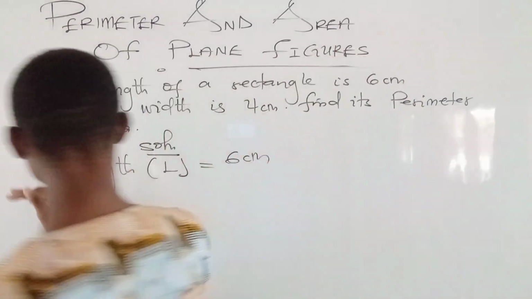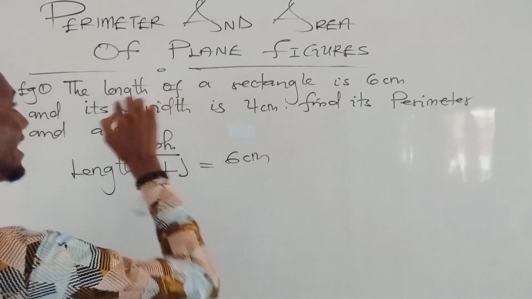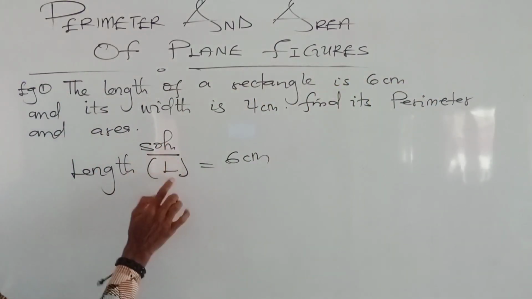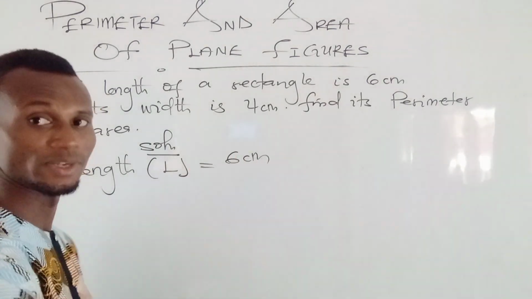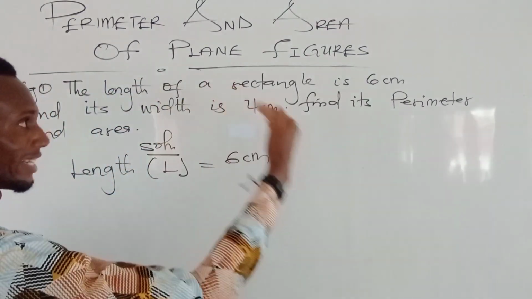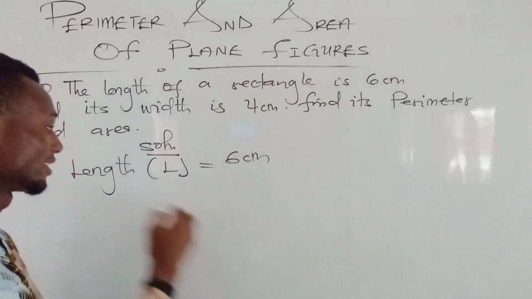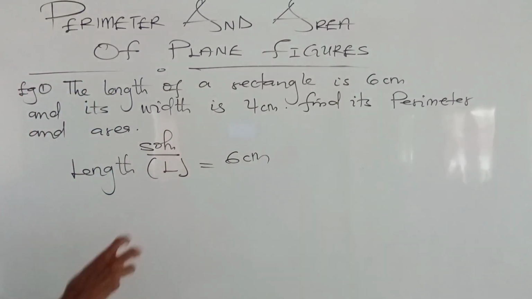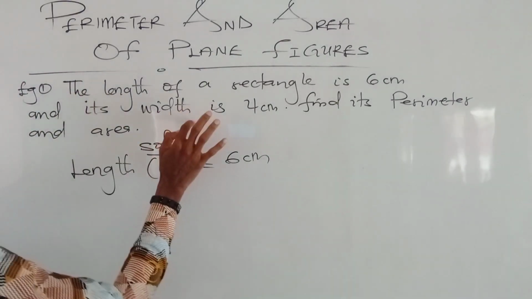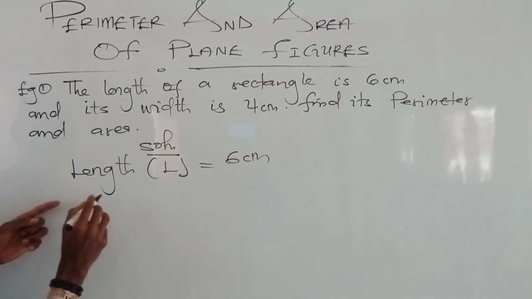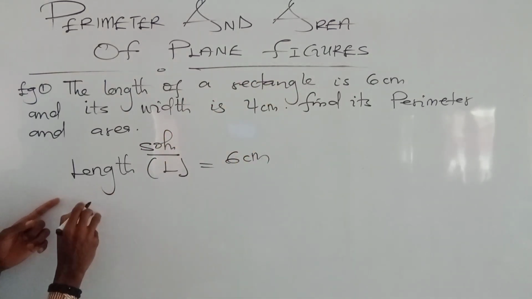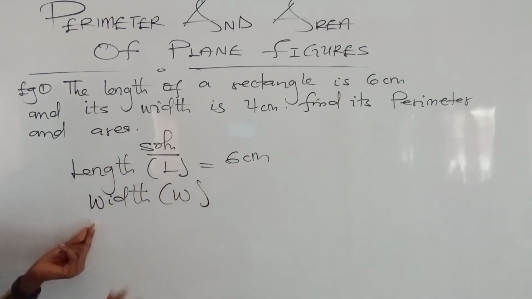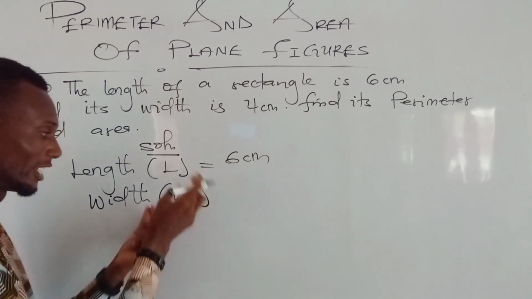So now let's read again. It says the length of a rectangle is 6 centimeters. So length in brackets L equals 6 centimeters. It means equal to. So the length of a rectangle is 6 centimeters means the length is equal to 6 centimeters. That's what we've written down. Let's proceed and read further. And its weight is 4 centimeters. So now let's write the weight down, because you have been given the weight. So weight in brackets W. Again, write the weight in full, then W in brackets.